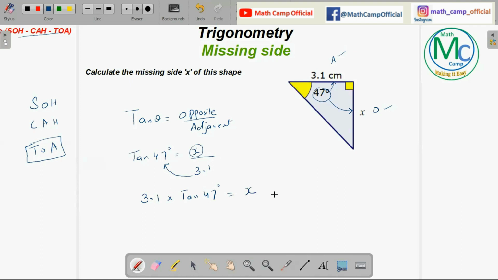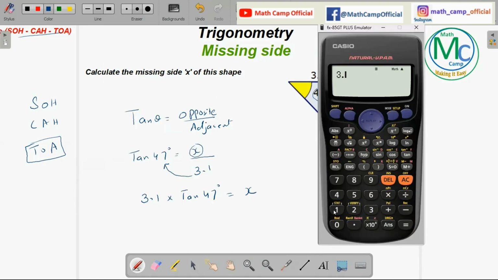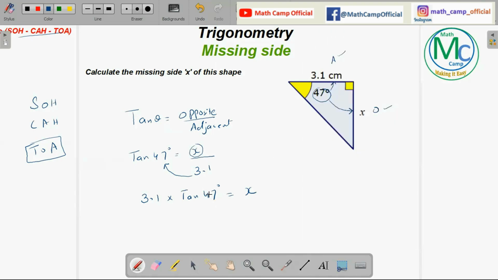So at this point, we have to use the calculator again. 3.1 times tan 47 degrees, and then equals, so this is going to be our side, 3.324. So we are going to round it to 1 dp, so 3.3 will be the answer. So for this question, x is going to be 3.3 centimeters.